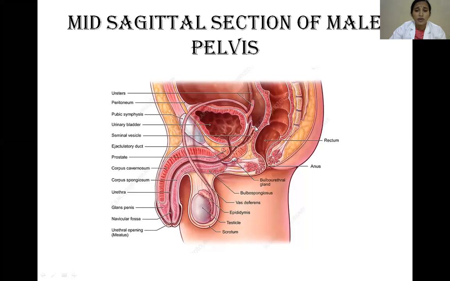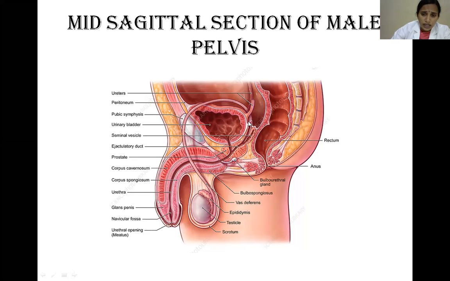Rectovesical fold of peritoneum. Only a single fold in case of males, the rectovesical fold of peritoneum. Okay, and here what you can see, these two are the ureters, which are coming from the kidney. From the corresponding kidney, they will open into the lateral angle, on the lateral aspect of the bladder, one on each side, one on the right side, one on the left side.